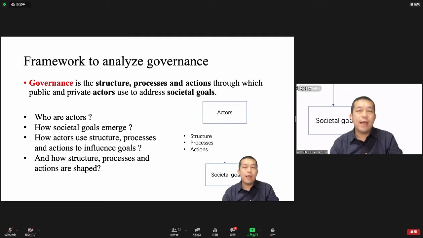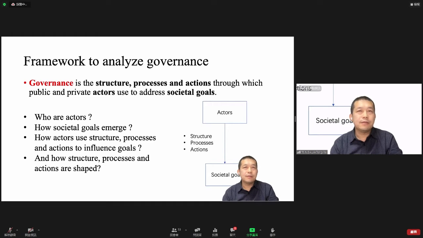So in this definition, we have several key components. The first one is actors: the people, group, or organization which play in this governance. So who are the actors in the governance? And the second component is about the social goal. So what is that social goal, and how do these goals emerge from the society or from the governance structures?